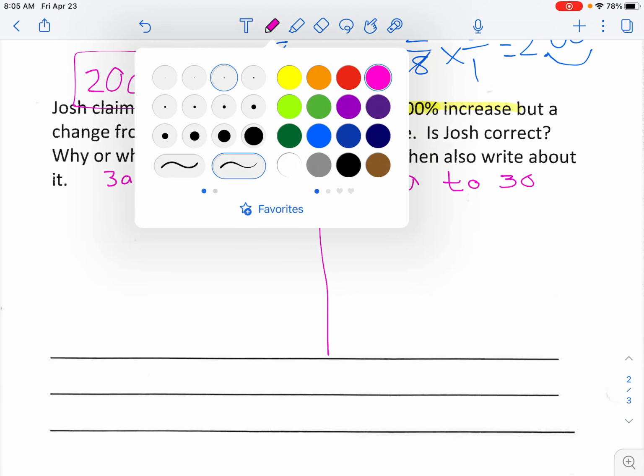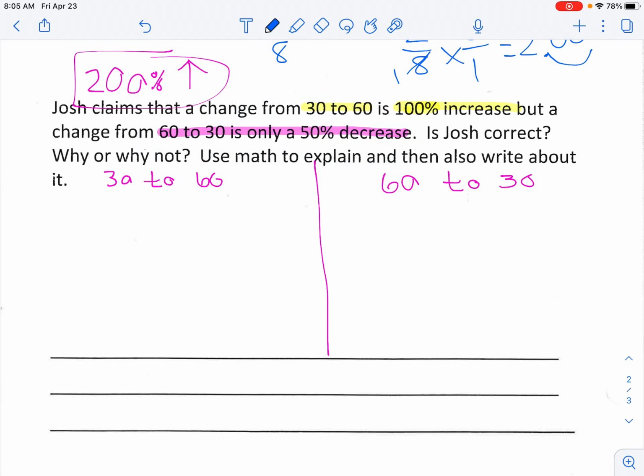So the first thing to do is to find the difference between the two numbers. So focusing on the 30 to 60, the difference between those two numbers is 30, and the original amount was 30. Well, we know 30 divided by 30 is 1, and that equals a 100% increase if we're going from 30 up to 60. So far, Josh is correct. 30 to 60 is a 100% increase.